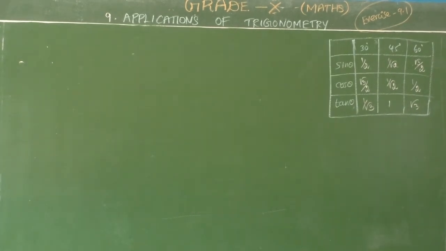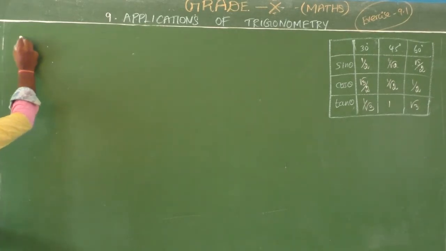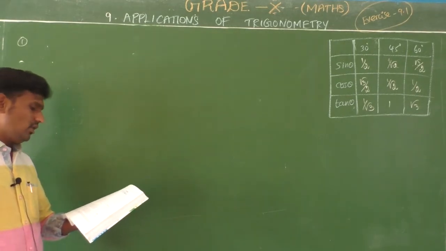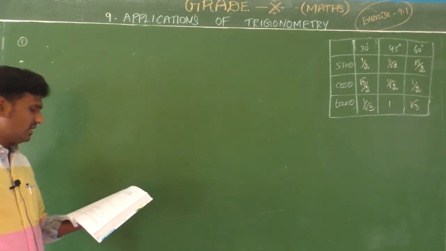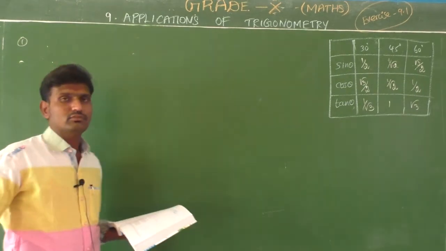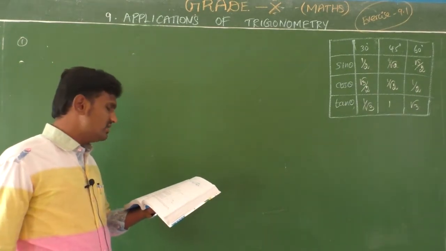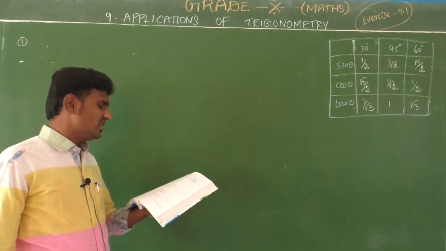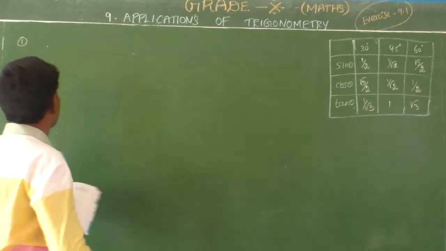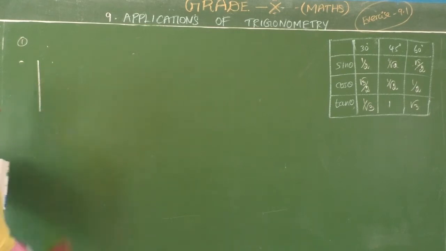So the next question, exercise question number 1, also has the same pattern as example 1. Now a circus artist is climbing a 20 meter long rope, which is tightly stretched and tied from the top of a vertical pole. Okay, so one pole is there.